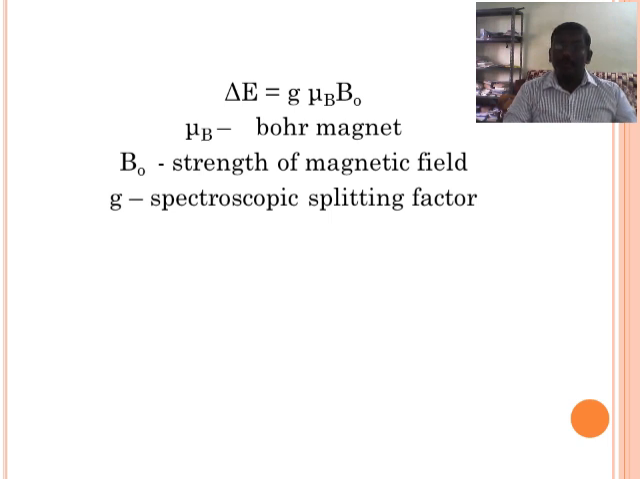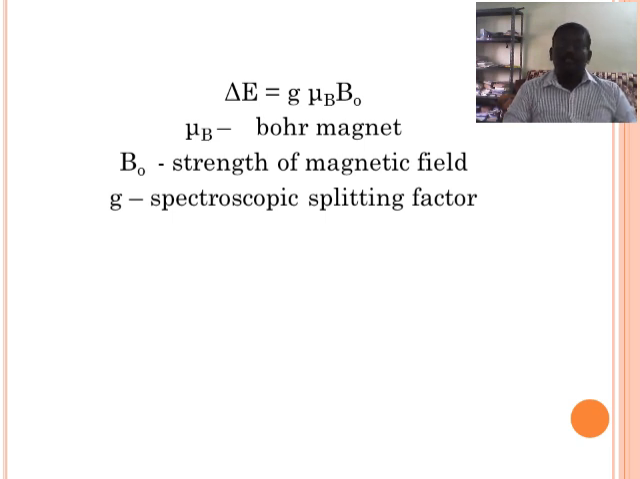Delta E is equal to g mu B B naught. Mu B is the Bohr magneton, B naught is the strength of the magnetic field, and g is the spectroscopic splitting factor. So this is the formula: delta E is equal to g mu B B naught. Once again, mu B is the Bohr magneton, B naught is the strength of the magnetic field, g is the spectroscopic splitting factor.